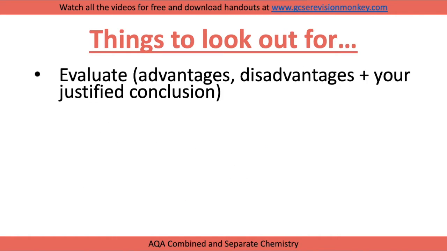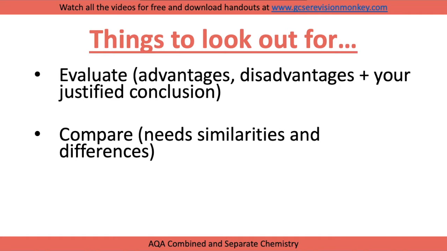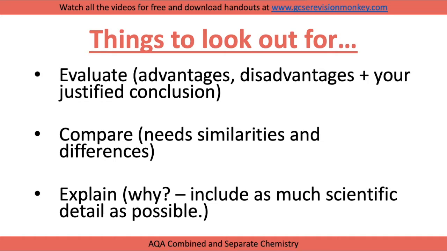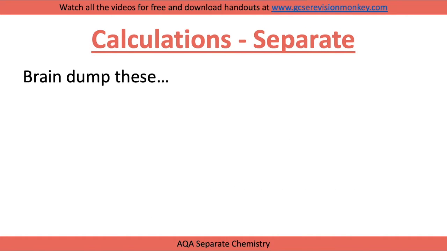Quick recap of what evaluate questions want you to do. They want you to give advantages, disadvantages and a justified conclusion to your answer. So these are often between 4 and 6 marks. They won't tell you that, they just have the word evaluate. So you need to remember to put pros and cons of each thing and give your reason as to which is best and why. For compare, again, it won't tell you, but it expects you to write similarities between two things as well as differences. And also explain questions. They want you to say why, so include as much scientific detail as possible when you're answering explain questions.